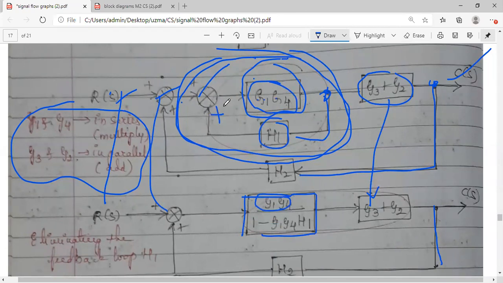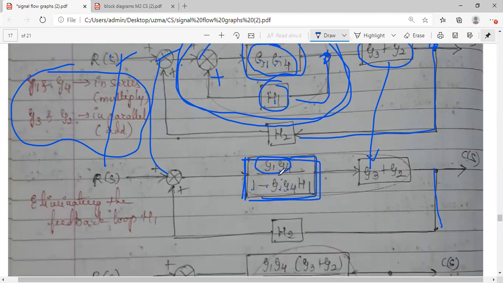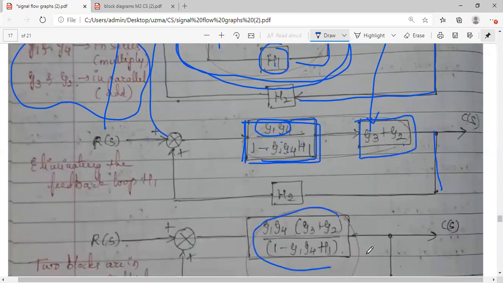So if a positive feedback is there, then 1 minus product of both these gains, forward gain and feedback gain, G1, G4 and H1. So this feedback loop will be eliminated and replaced by a single block. Now further, which rule can you apply? These two blocks are in series. So if they are in series, I have to multiply. So I have multiplied that.